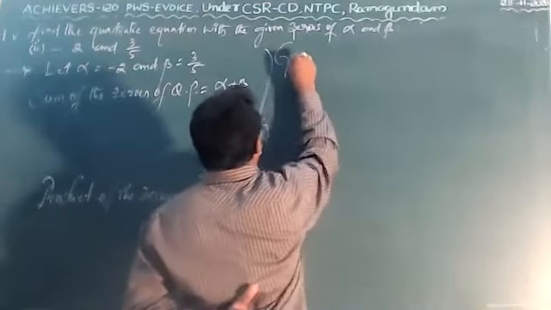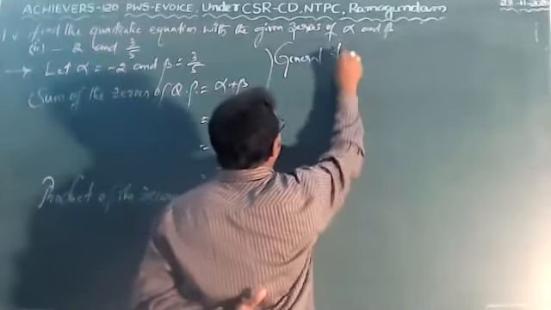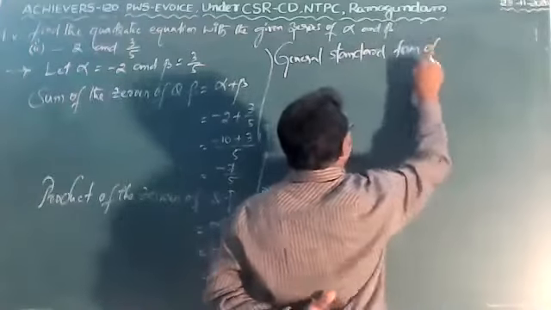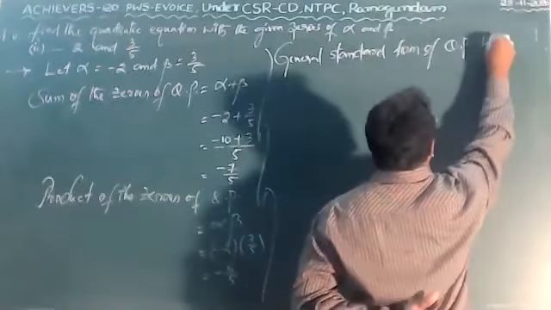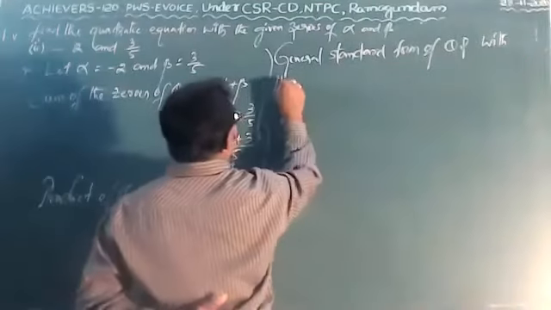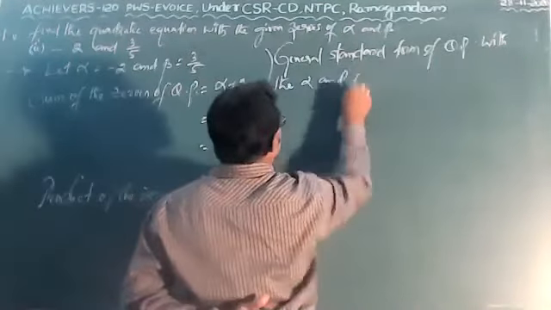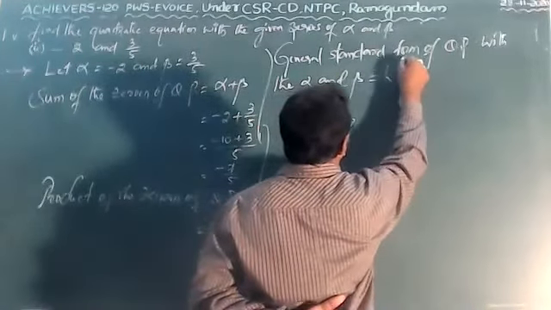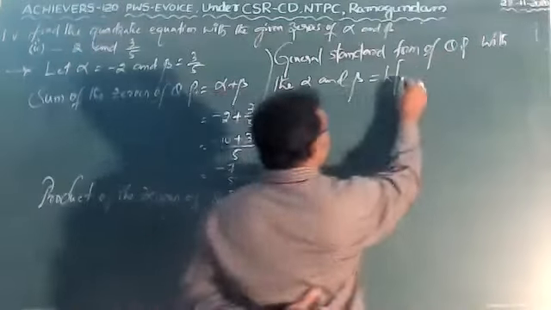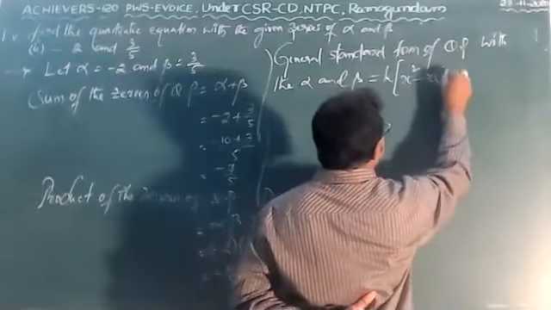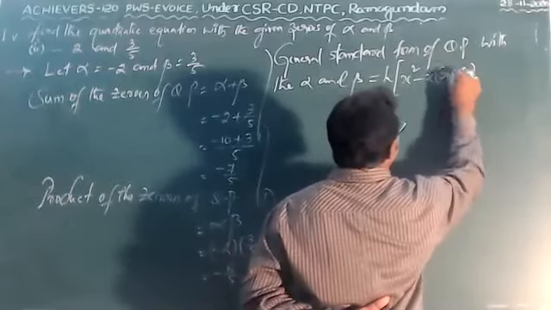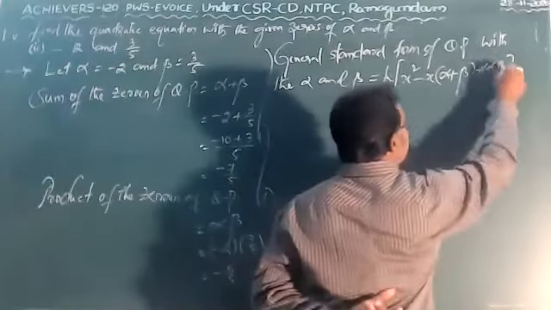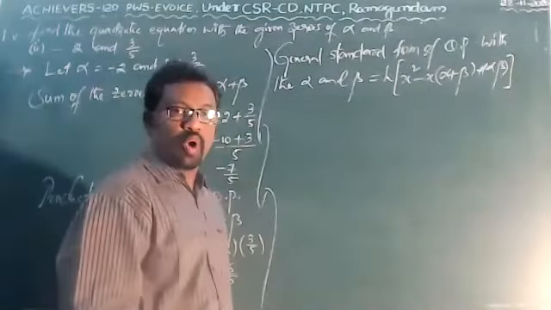Yes, the general standard form of a quadratic polynomial with alpha and beta. What is the formula? K into x square minus x into alpha plus beta plus alpha beta. That's it, within the braces. Better to take brackets. Okay.